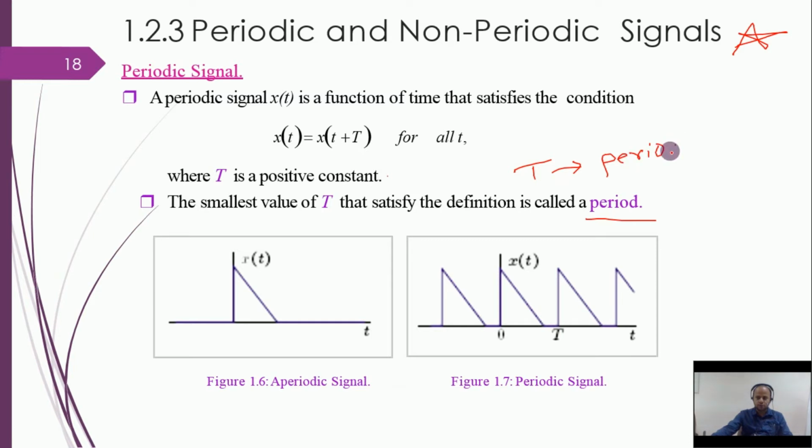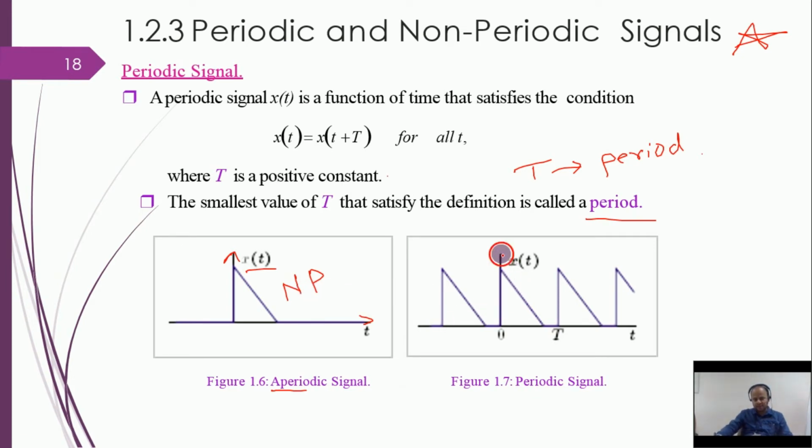You should be very familiar with the terminologies that we use. Here I have taken a sample waveform. You can check: x of t is on the y-axis, and t is on the x-axis. The signal looks like this, and it is not repeating. Hence it is non-periodic. Non-periodic or aperiodic means the same.